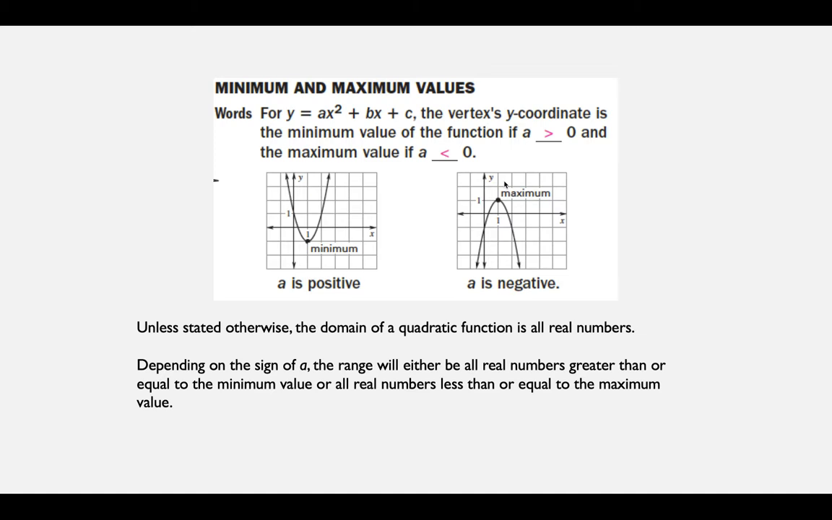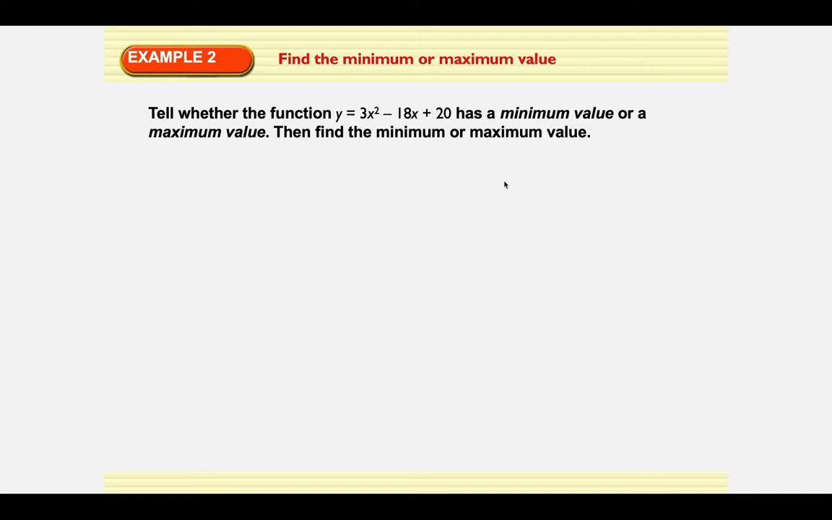Depending on the sign of a, the range will either be all real numbers greater than or equal to the minimum value, or all real numbers less than or equal to the maximum value. And again, when we're working with real-world problems, we have to consider what makes sense. Sometimes you can't have negative values. All right, we want to tell whether the function y equals 3x squared minus 18x plus 20 has a minimum or a maximum value, then find the minimum or maximum value.